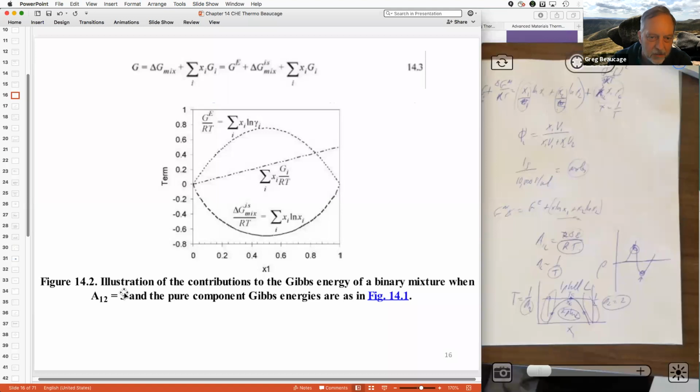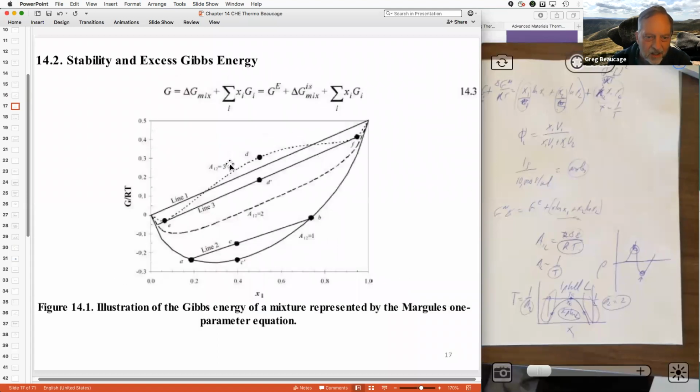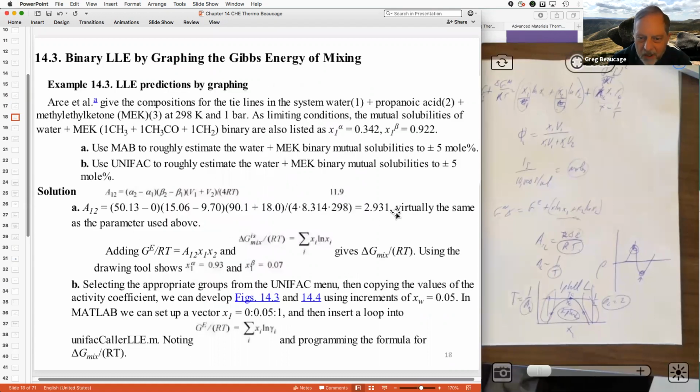So that plot is going to be in the two-phase region, the top curve A12 equals 3, and that's going to be a two-phase composition. So this is almost the same number, 2.9. That's why he mentions that. So that's the same as the top two-phase part of this thing. And then calculate the G. The excess G is this A12. So you have the A12 and you have X1, X2 here.